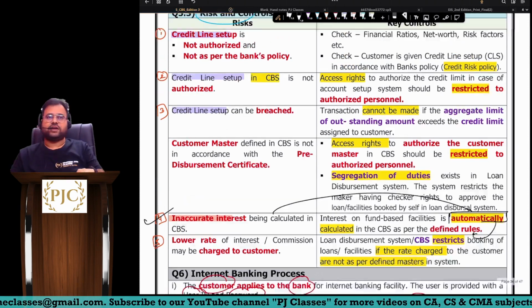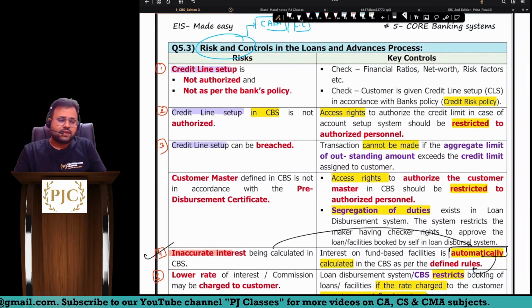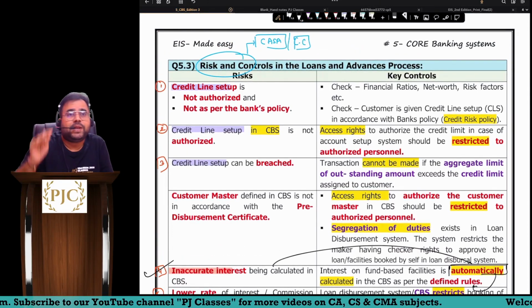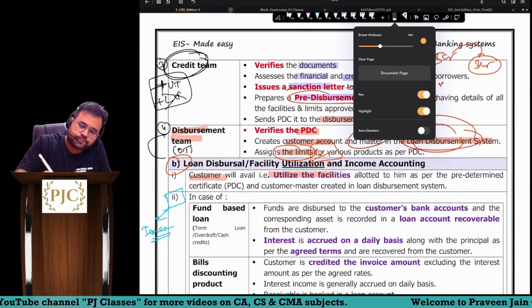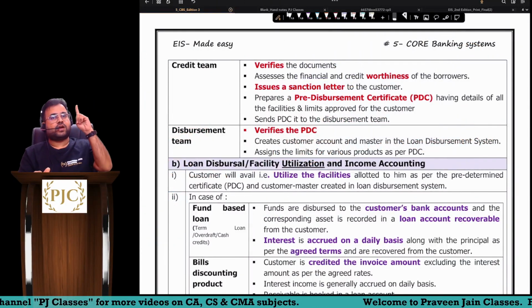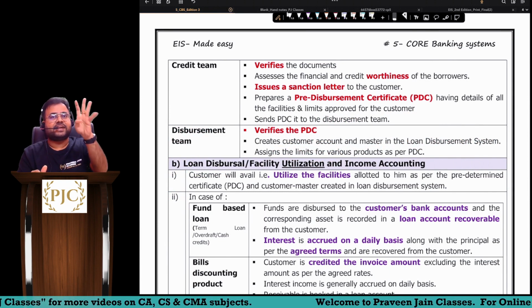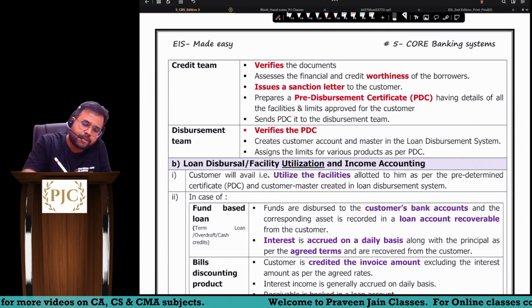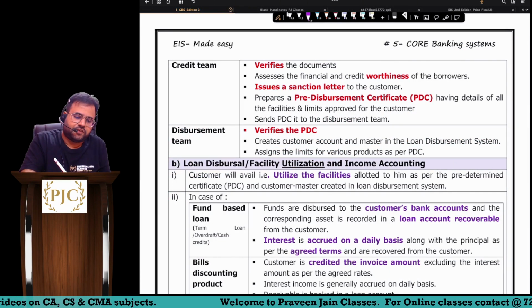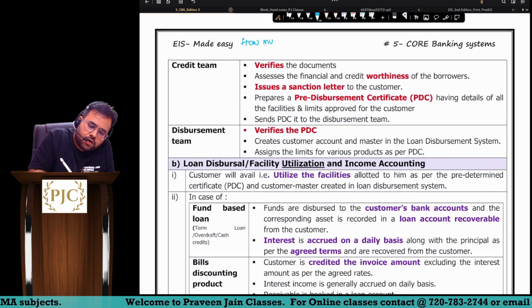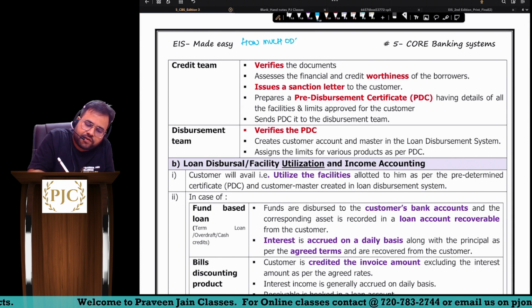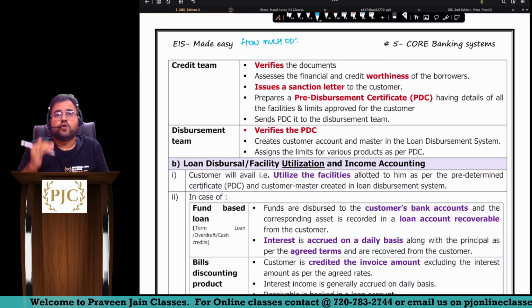Now let's try to understand, sir. Here, how many people are playing an important role? 4 people are playing an important role: customer, relationship manager, credit team, and disbursement team, sir. Sir, apply your brains very properly. How much loan, how much OD facility is to be given? First, who will finalize? Who will finalize?